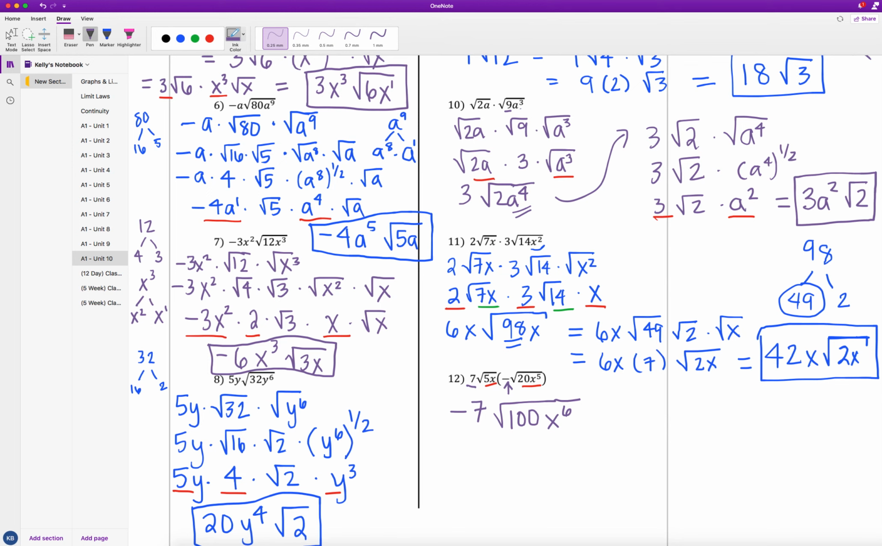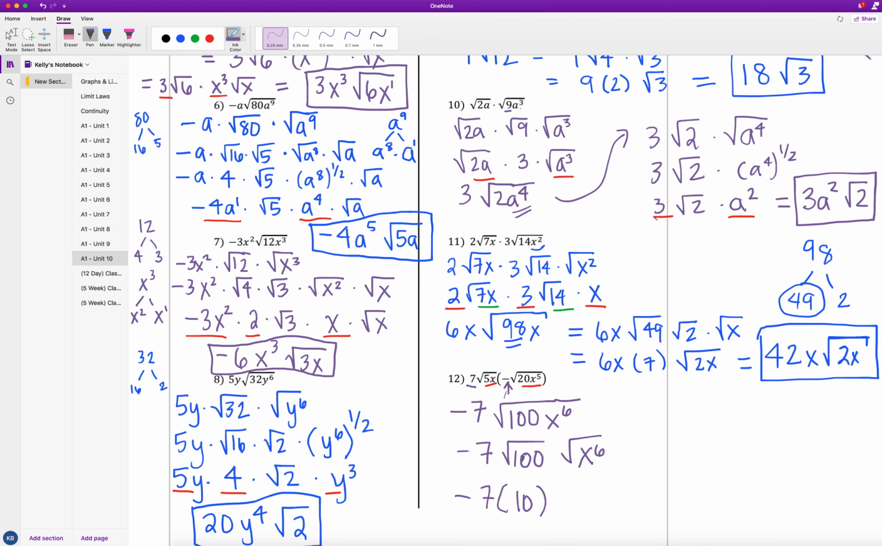Let's check example 12. So we multiplied the stuff in front to get the negative 7, then we multiplied the stuff underneath the square roots together to get 100x to the 6th. We can break this apart into the square root of the number piece. So the square root of 100 times the square root of x to the 6th. Both of these are actually perfect squares. So the square root of 100 would give us 10.